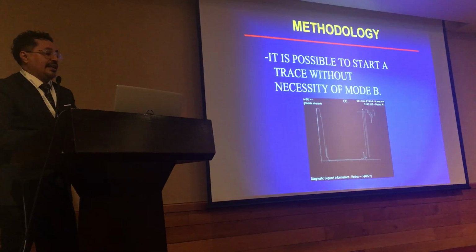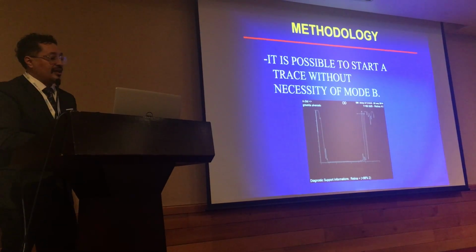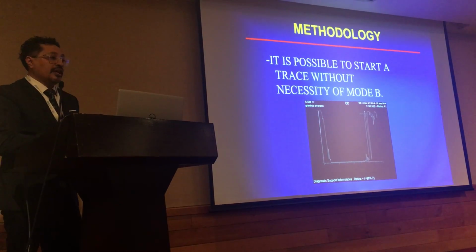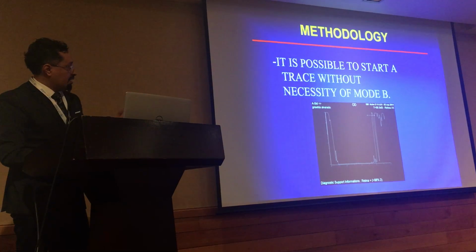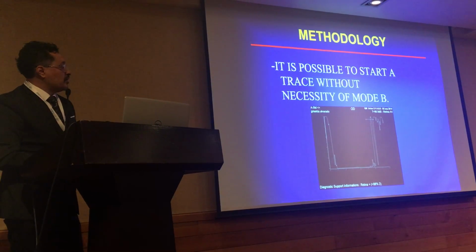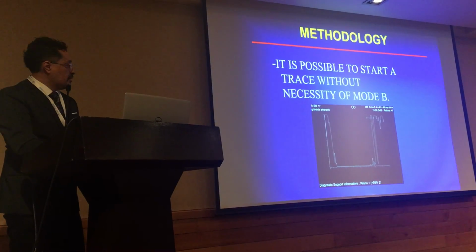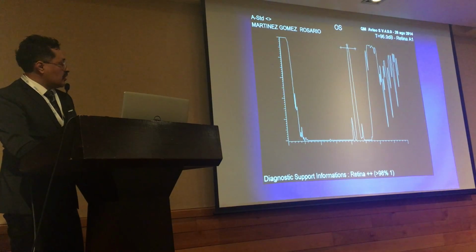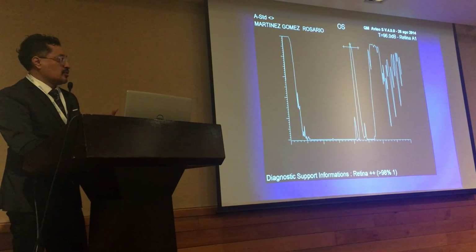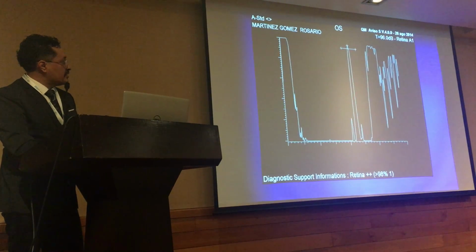Like we know, it's possible to start one scanning without B mode, and we can do it like here in the picture to try to find the double spike which is compatible with retinal detachment. Yes, we can do it, and sometimes with some training, it's so easy to find it.